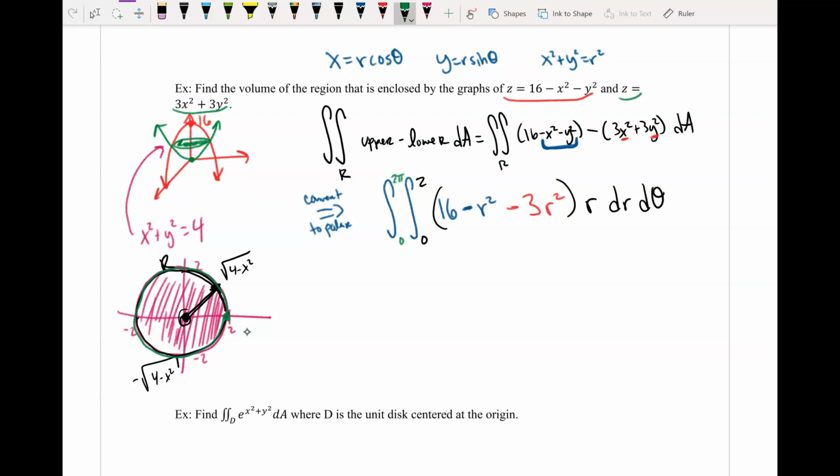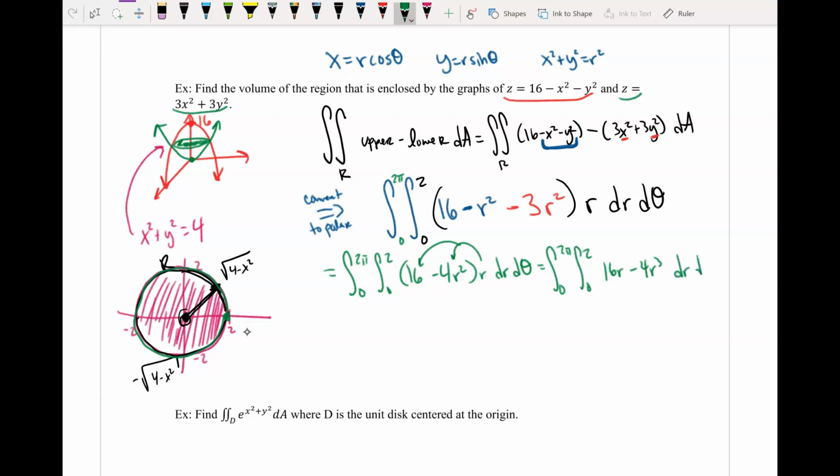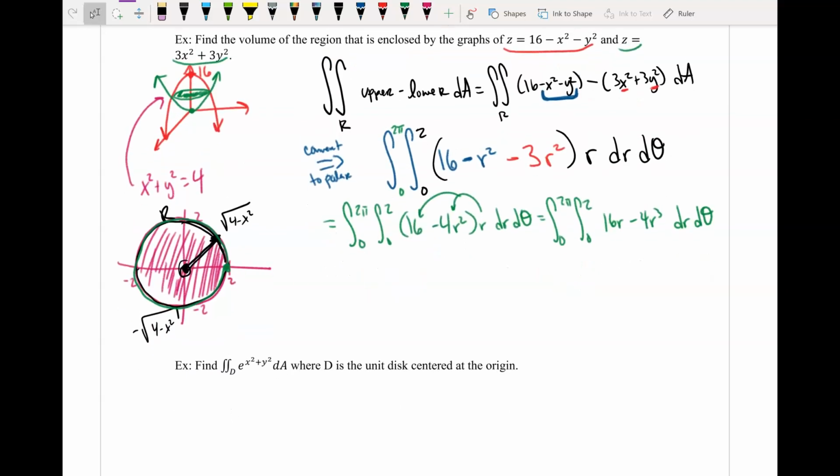Now that we have that, we can go ahead and find this integral, which is equivalent to the integral we were trying to figure out 2 videos ago. This is the integral from 0 to 2 pi, the integral from 0 to 2, of 16 minus 4r squared times r dr d theta. I'm going to distribute the r inside, so you get the integral from 0 to 2 pi, integral from 0 to 2 of 16r minus 4r cubed dr d theta. Now all we're going to do is take the antiderivative.